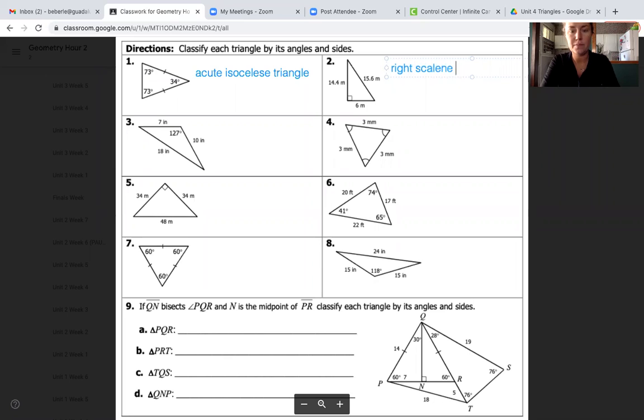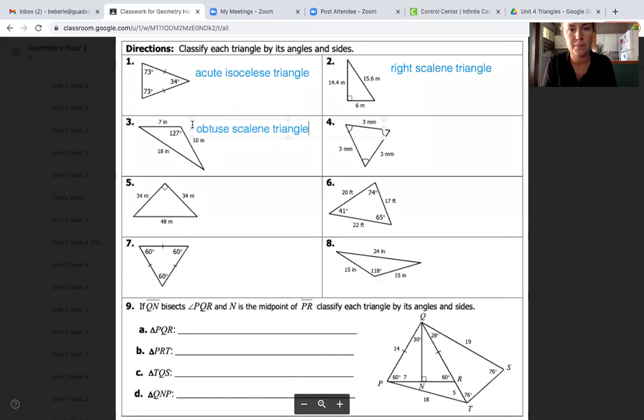Scaling. So it's a right scaling triangle. What about this next one? What do we notice? We have an angle that is over 90 degrees. Obtuse. Yep. So it's obtuse. And we notice again that all of the sides are different lengths. So it would be scaling.